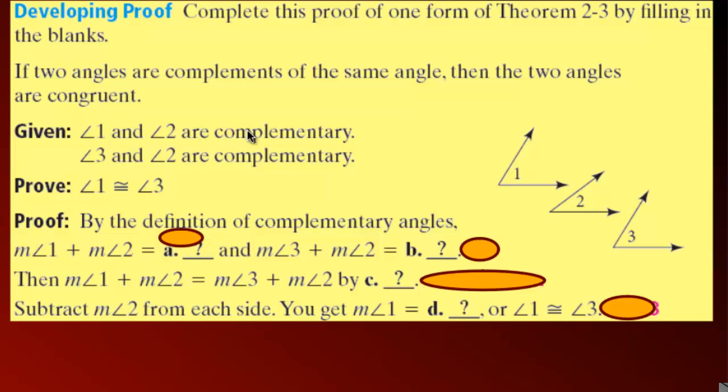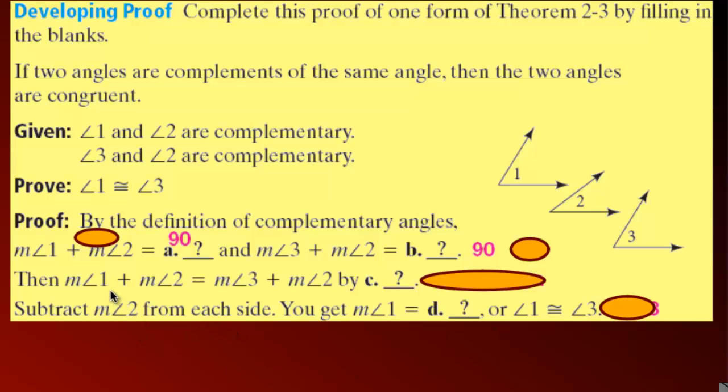So angle 1 and 2 are complementary, which means what? Which means they add up to 90. And angle 3 and 2 are complementary, so 2 and 3 add up to 90 as well. And we're asked to prove that 1 and 3 are congruent. So by definition, complementary angles are two angles that add up to 90, so the measure of angle 1 plus the measure of angle 2 is going to be 90. And also the measure of angle 3 and the measure of angle 2 is also going to be 90.